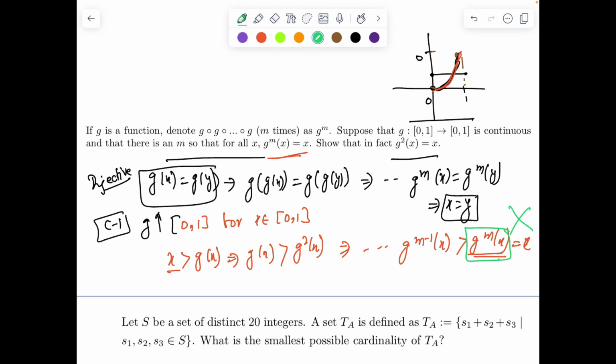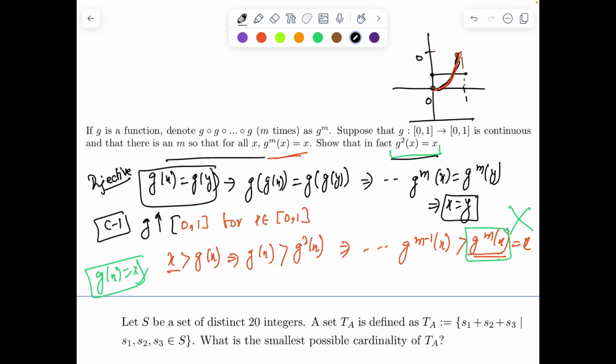So g cannot be an increasing function, right? The only possibility is that g(x) equals x identically. So hence, in fact, g^2(x) is also x. That's the only possibility. Otherwise, you'll get a contradiction.